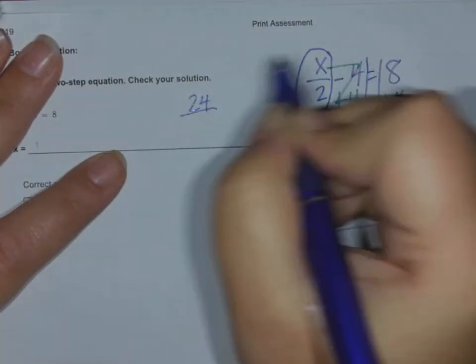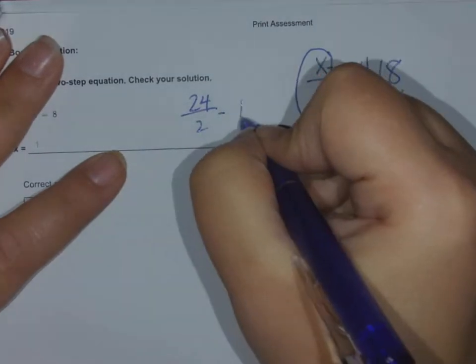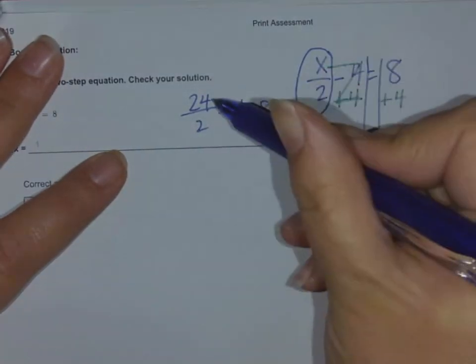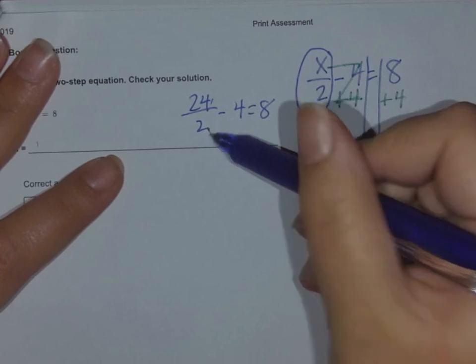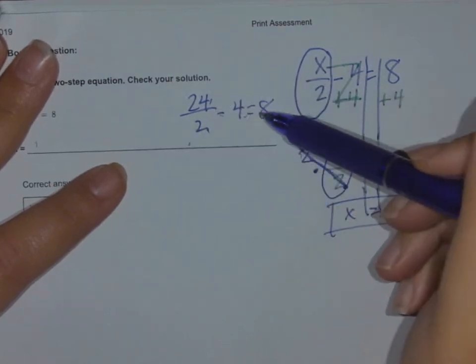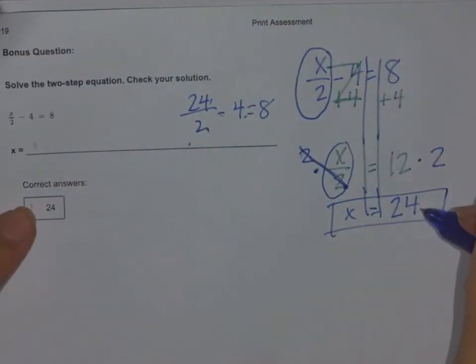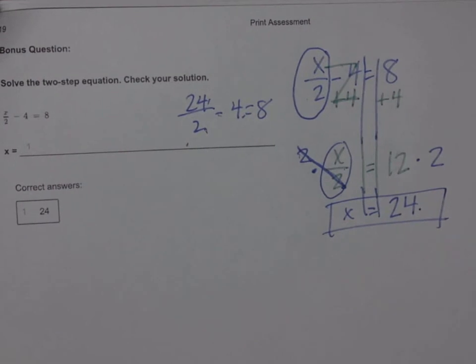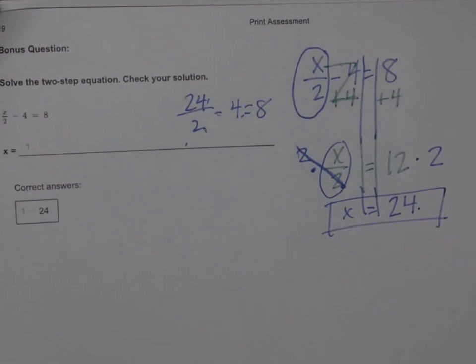Now I'm going to check it. 24 divided by 2 minus 4 should equal 8. Let's try it. 24 divided by 2 is 12, and 12 minus 4 equals 8. So this is indeed the correct answer. Okay, if you missed the bonus question, I do want you to try this one.